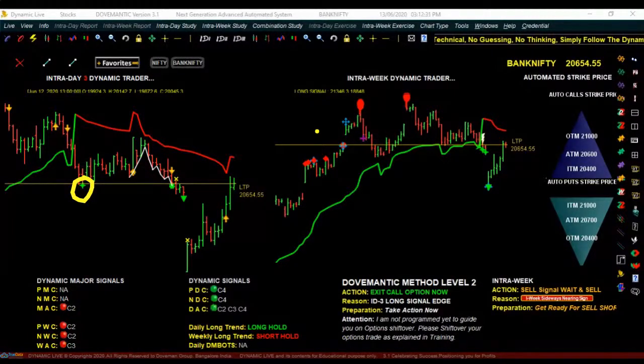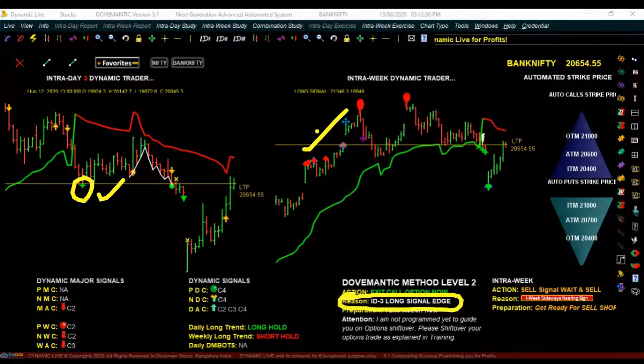For that, whenever you come across any symbol in intraday 3 or even in intra-week, what you can do is look at the reason here. If it is a zigzag symbol, then it will be very clearly mentioned as ID3 zigzag, that is intraday 3 zigzag, or intra-week zigzag. So by that you will know that it is a zigzag caution. Normally when a zigzag caution appears, we enter or exit a trade, or sometimes we also avoid entry into a trade. So that is the reason.